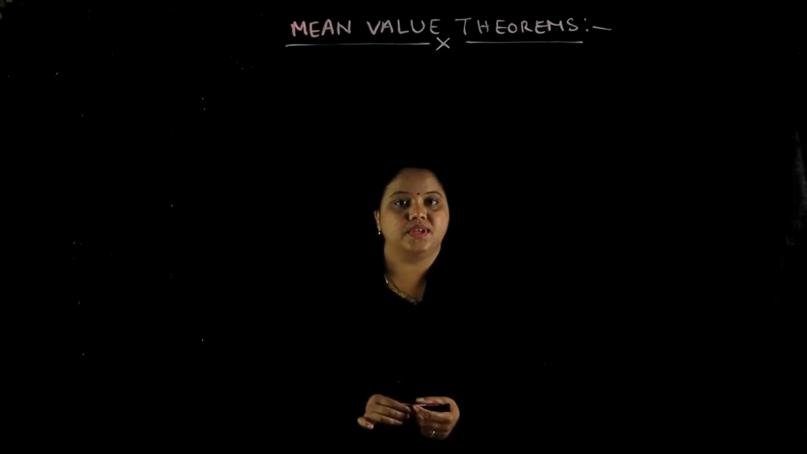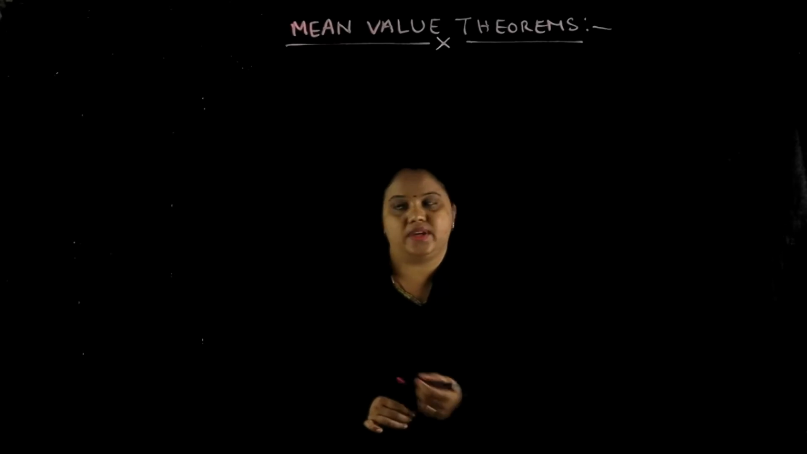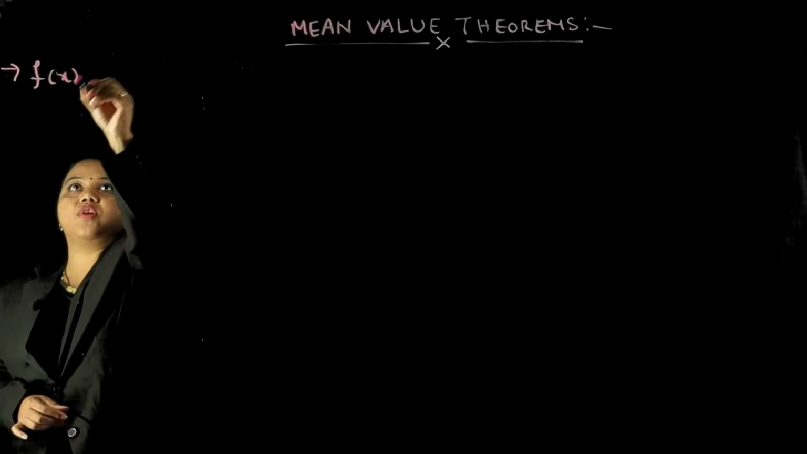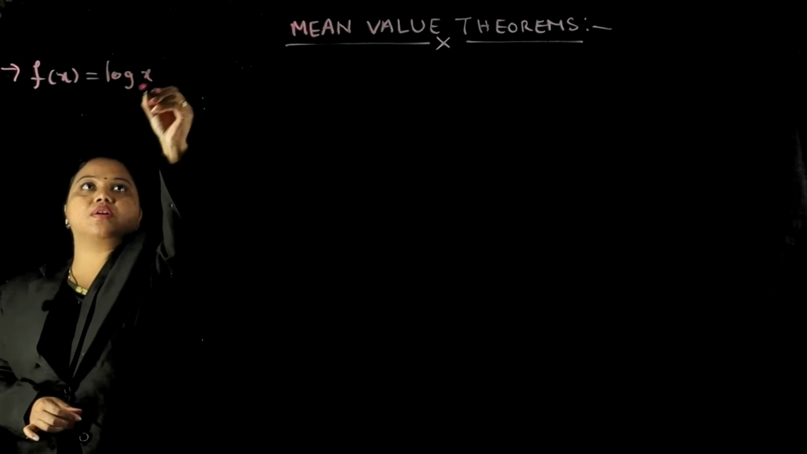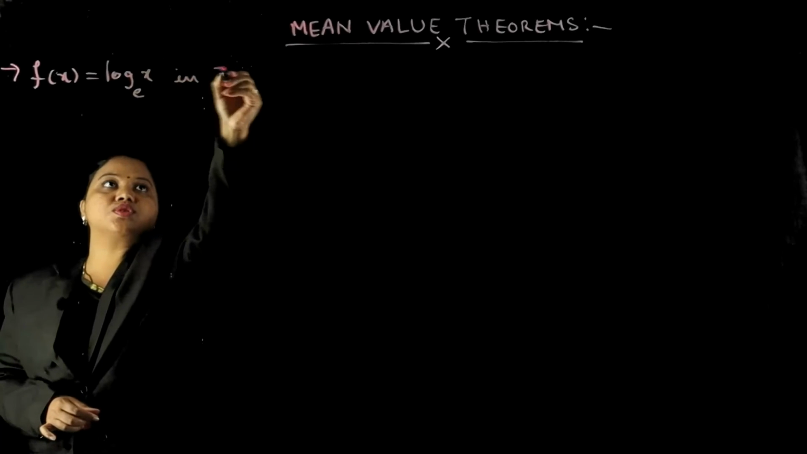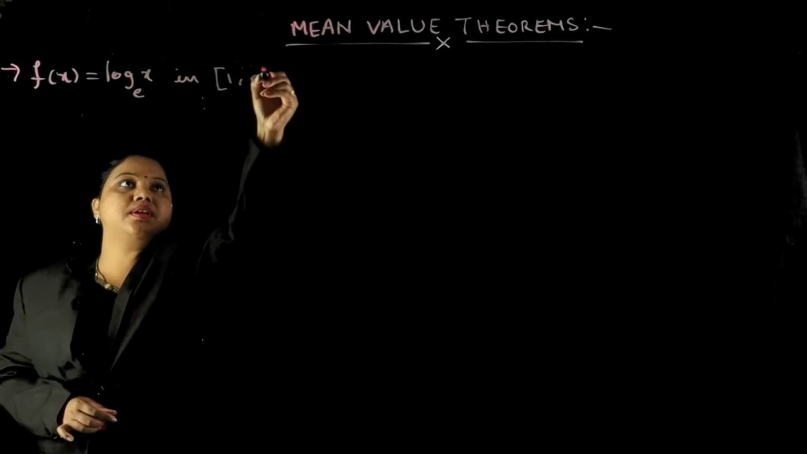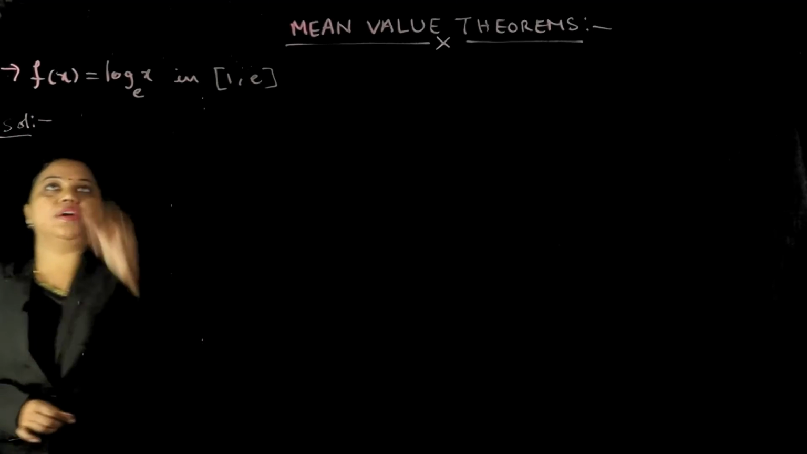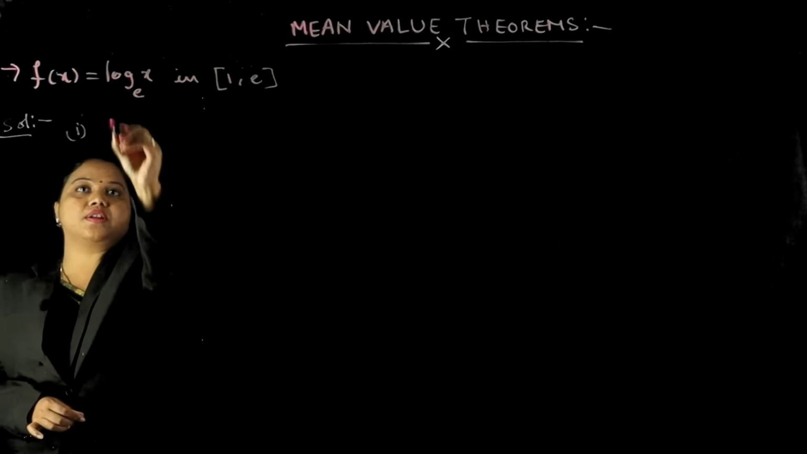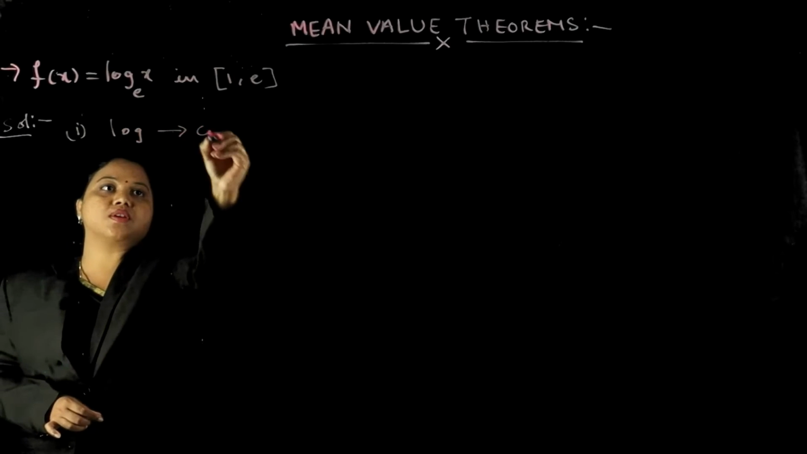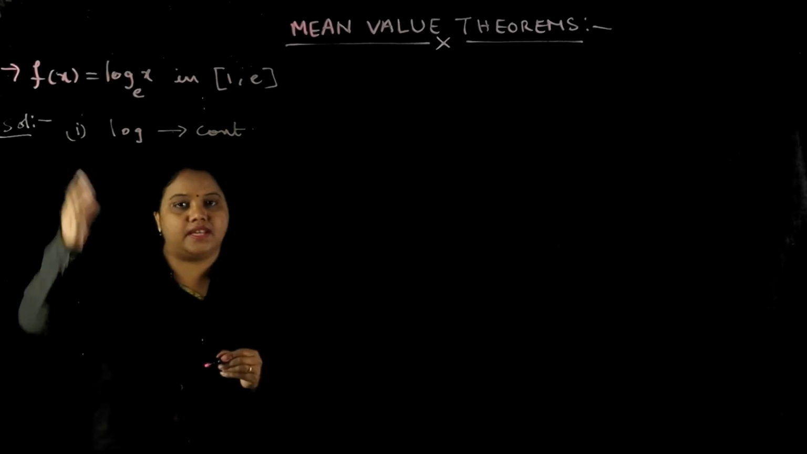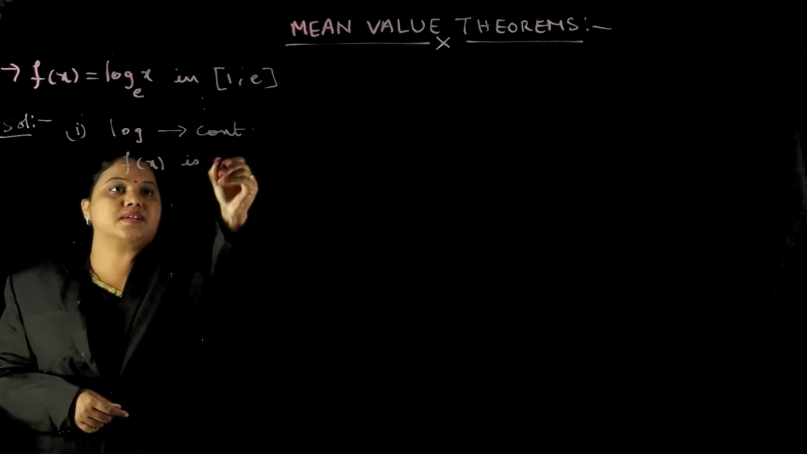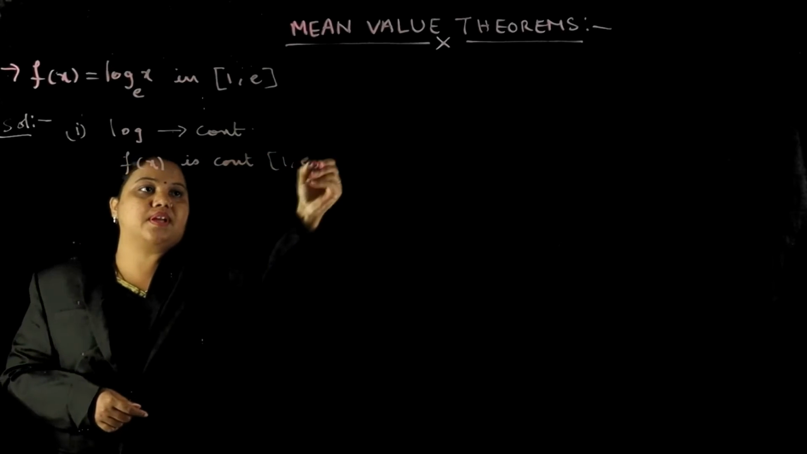Now let us prove Lagrange's mean value theorem by doing a problem. Let there be a function f of x which is nothing but log x base e. We are supposed to verify Lagrange's mean value theorem in the interval [1, e]. Right? So here we observe that the given function is a logarithmic function. So the logarithmic functions are always continuous. Therefore, I can say that f of x is continuous in the closed interval [1, e].